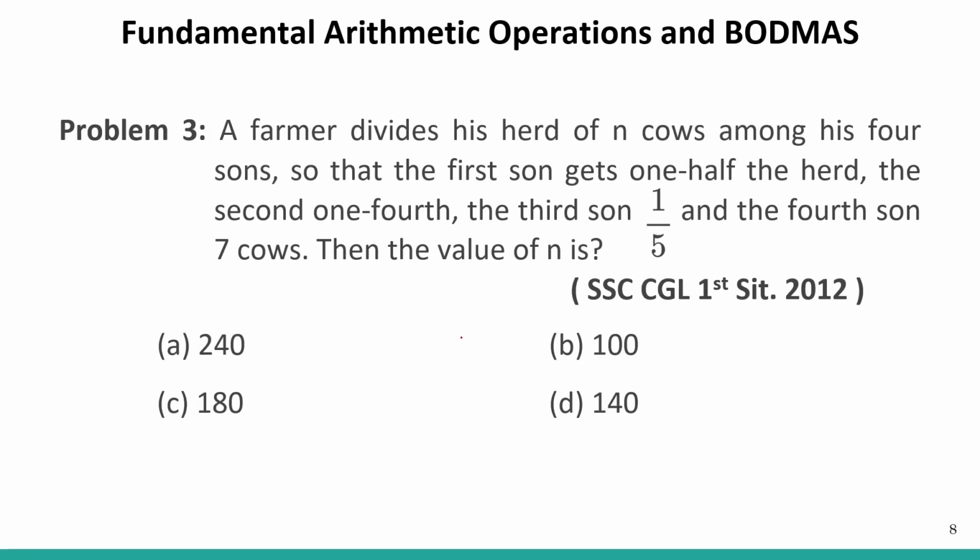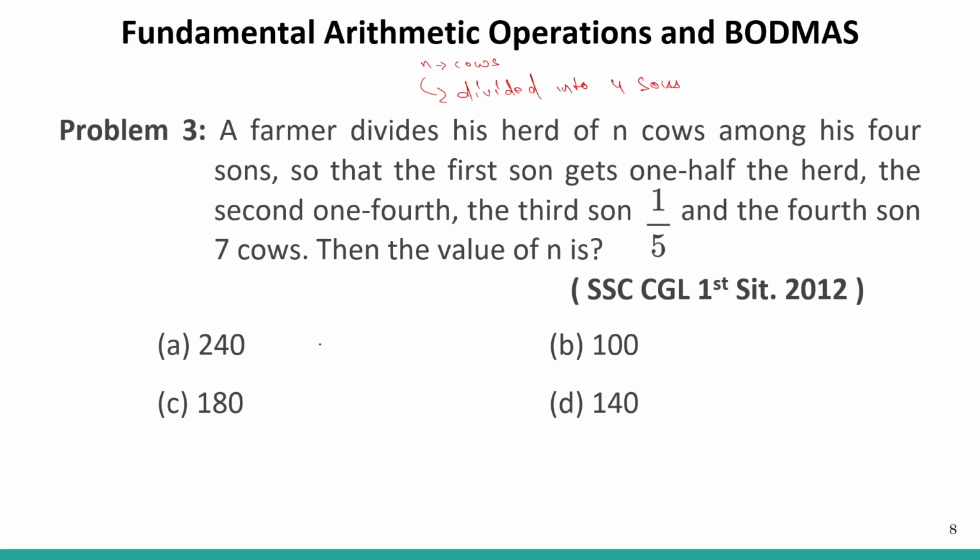Let's see problem number 3. Problem number 3 asks us: a farmer divides his herd of n cows. The farmer had n cows, and he divided the n cows among his 4 sons, so that the first son gets 1/2 of the herd, the second 1/4, the third son 1/5, and the fourth son 7 cows.